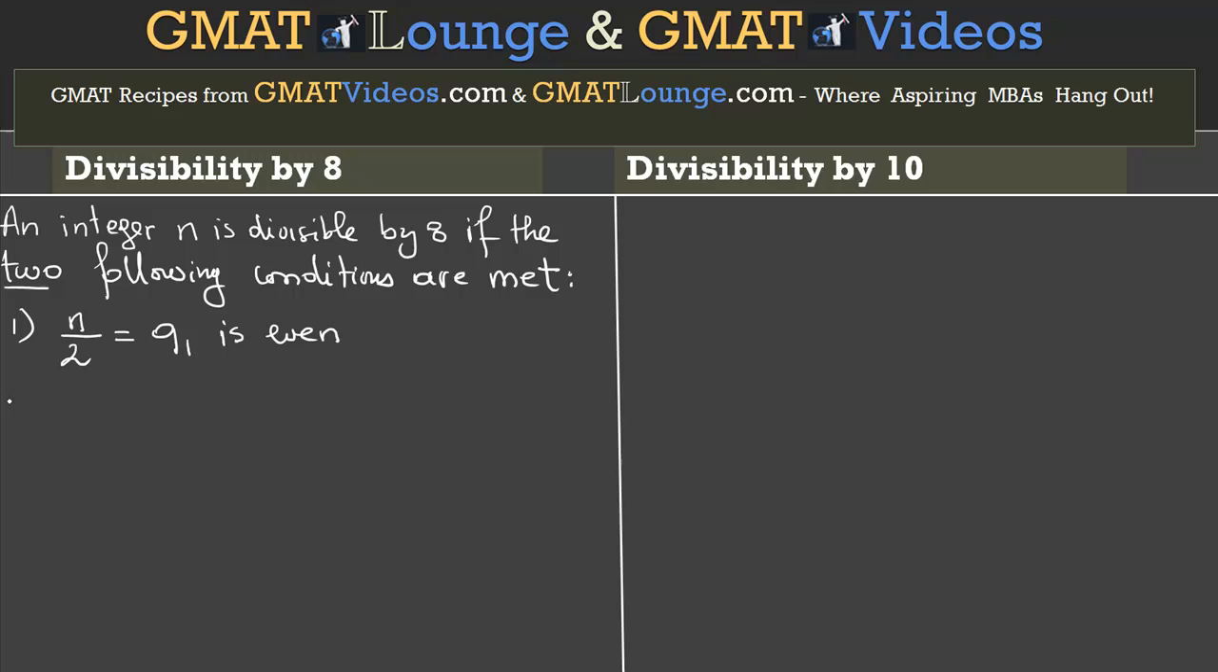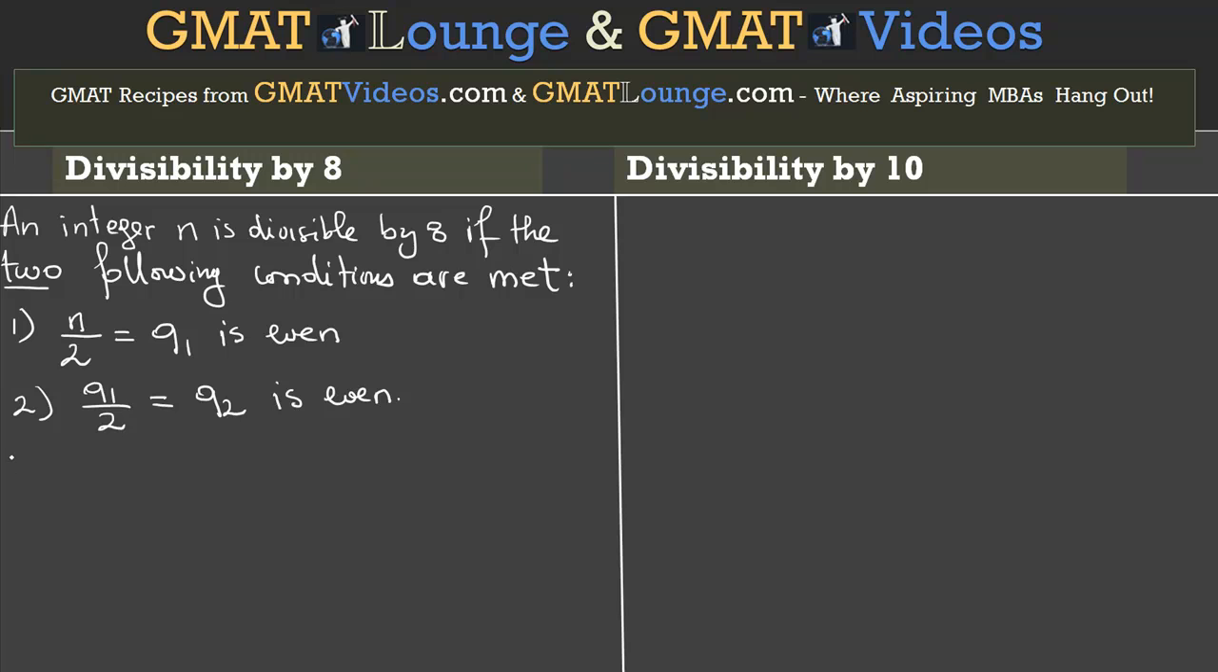And also you must have q1 over 2 give you another quotient q2, and q2 also must be even. Okay, so if by performing this division you get an even number, the final number here, q2, being even, you know that the integer is divisible by 8. The best way I can show you is to give you an example. So let's go ahead.